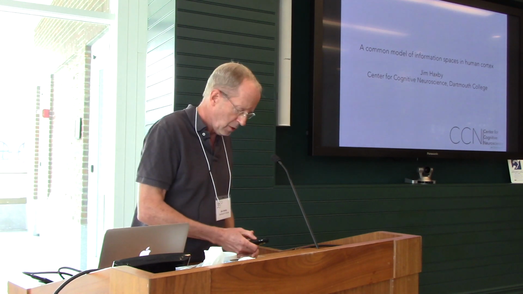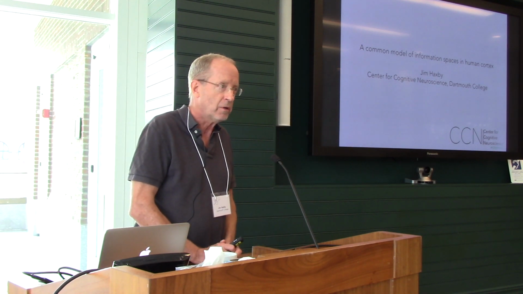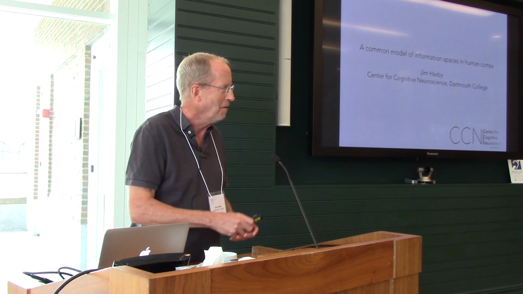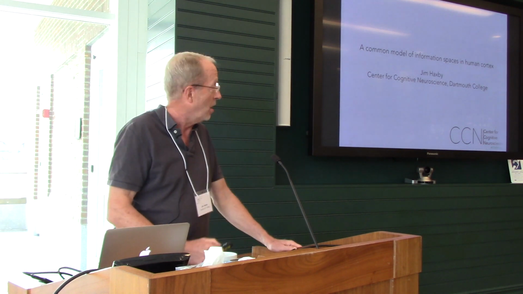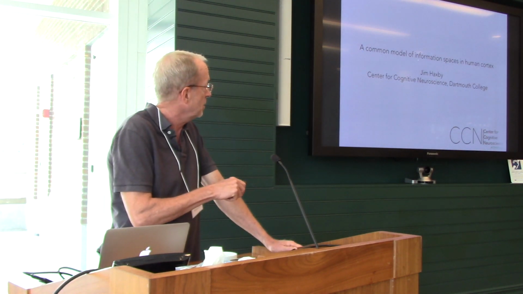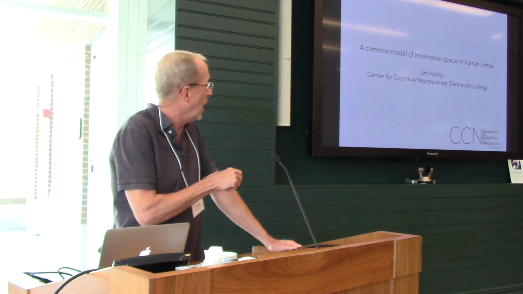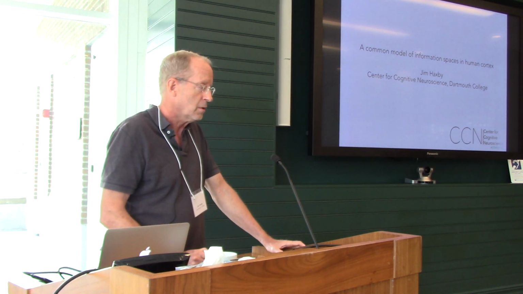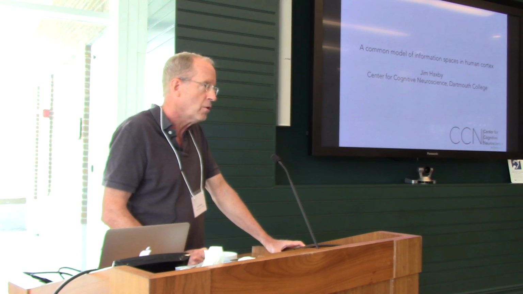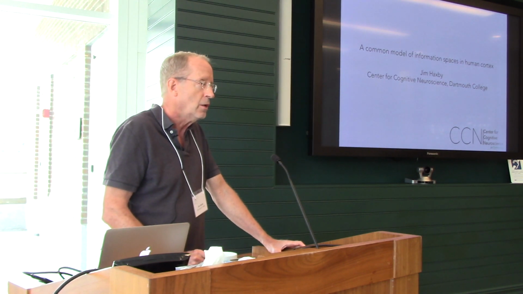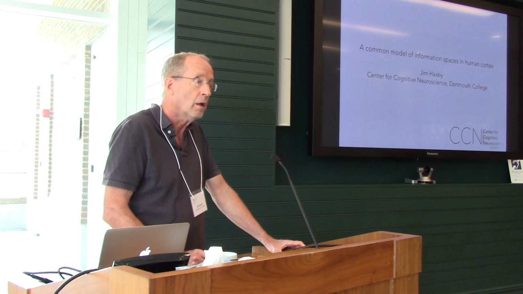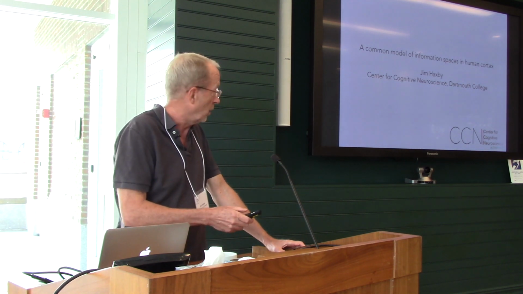So I've got kind of a jam-packed talk for you today, so try to pay attention, okay? The title is "A Common Model of Information Spaces in Human Cortex." Common means that it's a model of what is shared across brains in terms of how information is represented and processed and how connectivity between areas is organized.